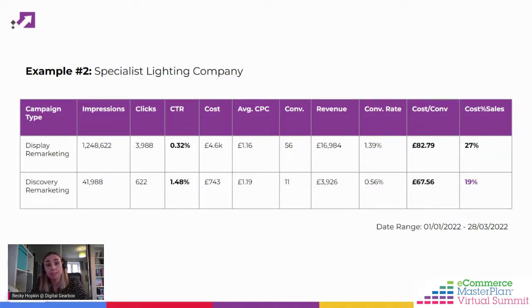Again, we found the reach to be lower, but the click-through rate was higher. The average CPC was only marginally higher this time as we were using automated bidding for the display. And whilst the conversion rate was actually lower, the discovery ads had a much lower cost per conversion and a better cost percentage of sales, making them much more profitable.